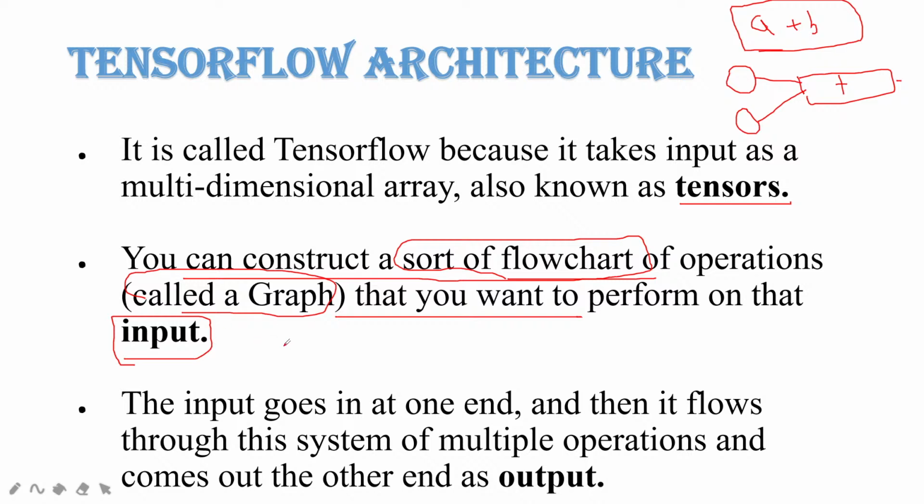What are the inputs you are giving? For example, here you are giving 2 and here you are giving 3. Those inputs go in from one end, flow through multiple operations like plus, minus or multiplication operations, and then come out of the other end. So this is the flow chart for TensorFlow. It goes from one end and the output comes out of the other end. This is generally called the TensorFlow architecture graph.